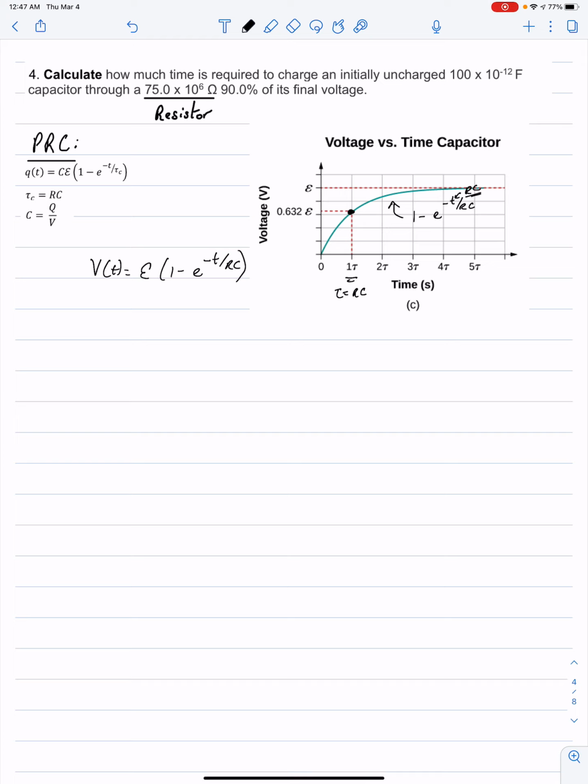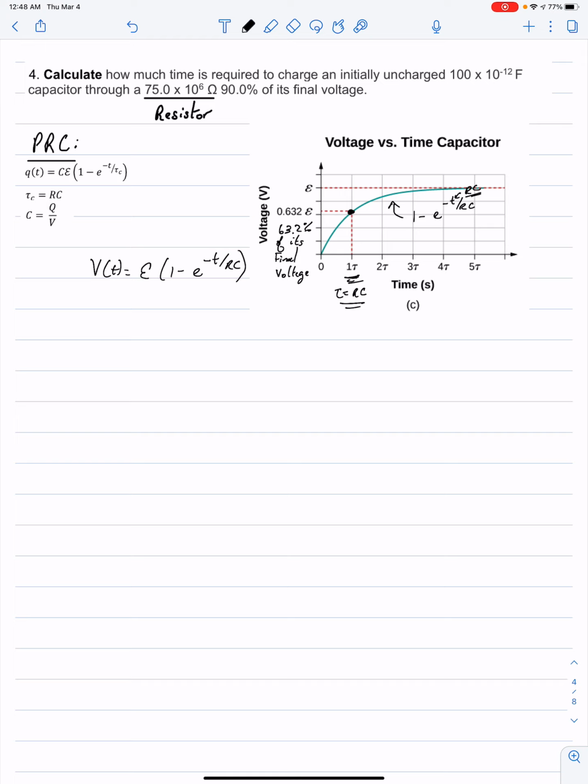then our percentage of the final voltage is 62% of its final voltage. That's why tau is important, because if you solve for tau, it'll say, hey, at time such and such, because I multiply resistance times capacitance, I know that my capacitor will be at 63.2% of its final voltage.